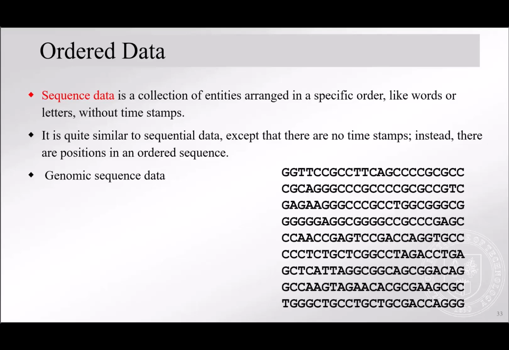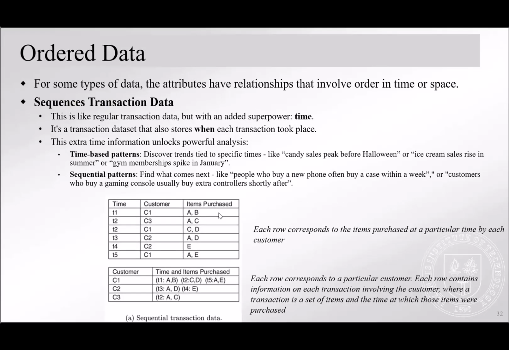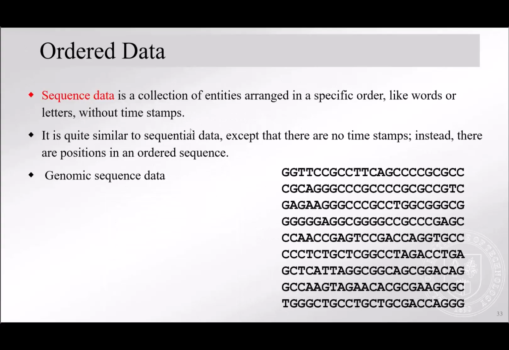So here's the difference from sequential transaction data. Sequential transaction data, as in the previous example, has timestamps, real time between purchases. Sequence data, as we see here, has positions. Order matters, but time between steps isn't measured. Both are ordered data, just different flavors. Hopefully that makes sense, guys.